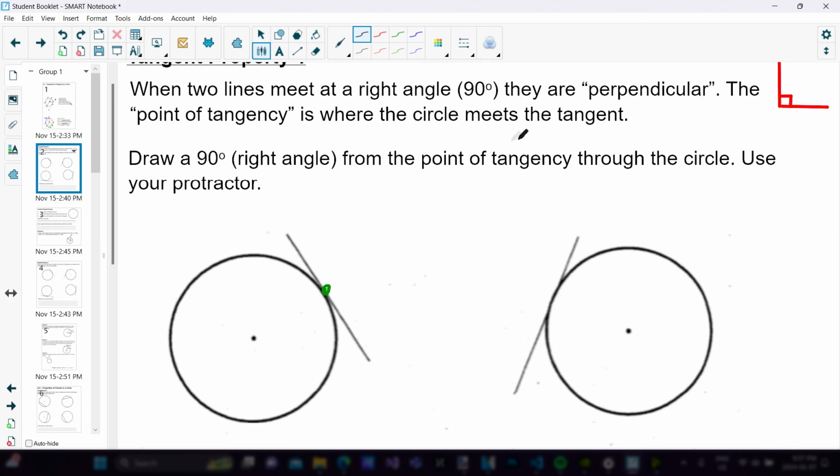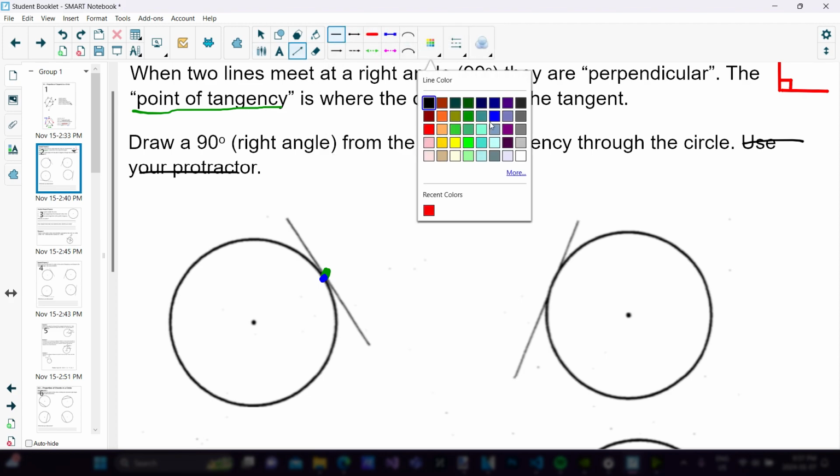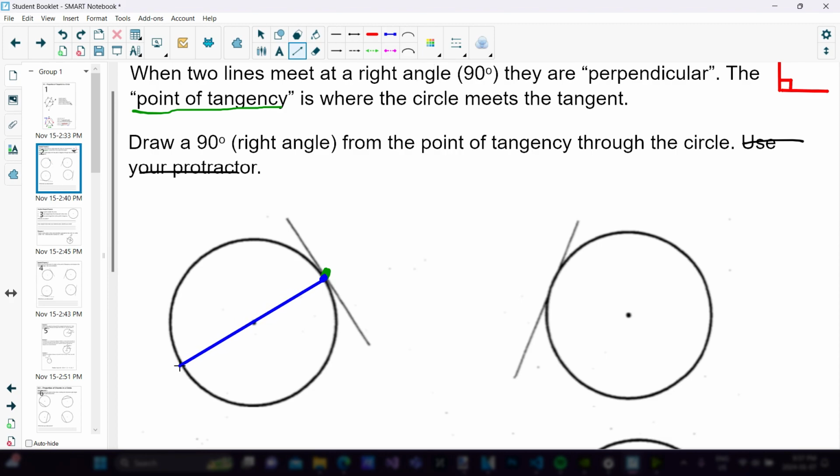The point of tangency is where the circle meets the tangent. So I actually already drew the point of tangency. It's where the tangent line meets the circle. Draw a 90-degree right angle from the point of tangency through the circle. Use your protractor. Let's not bother with a protractor. I don't even need a protractor because if I draw a 90-degree angle from the point of tangency through the circle, I'm starting at the point of tangency and I'm going to draw a line through the circle like that. So in other words, I just drew a diameter.